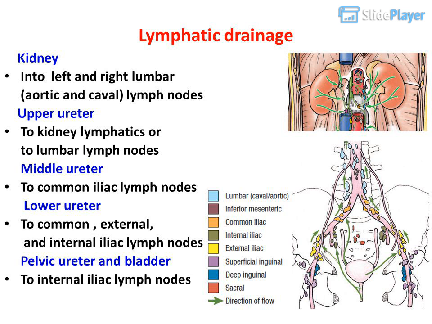Lymphatic drainage. Kidney drains into left and right lumbar, aortic and caval lymph nodes. Upper ureter: to kidney lymphatics and to lumbar lymph nodes. Middle ureter: to common iliac lymph nodes. Lower ureter: to common, external, and internal iliac lymph nodes. Pelvic ureter and bladder: to internal iliac lymph nodes.